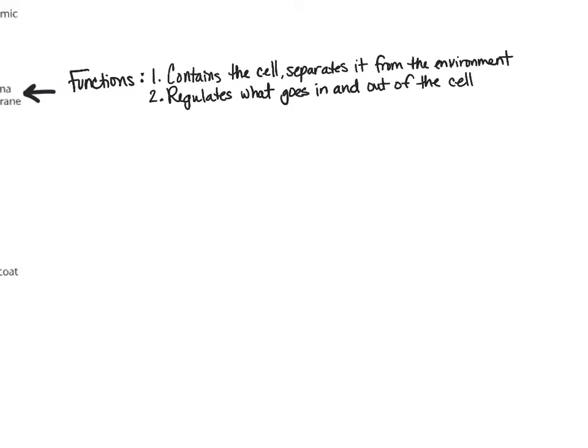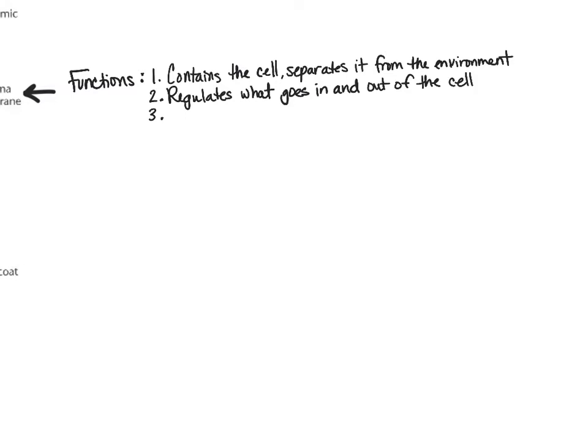Other things we don't want to leave the cell. So we have our amino acids that are floating around in the cytosol. We don't want our amino acids to leave the cell, so the membrane is going to contain those things and keep them inside. Also, we want to regulate what doesn't get in the cell, right? So hopefully something like bacteria doesn't get in the cell. The plasma membrane is going to try to protect the cell from allowing things like bacteria or viruses in.